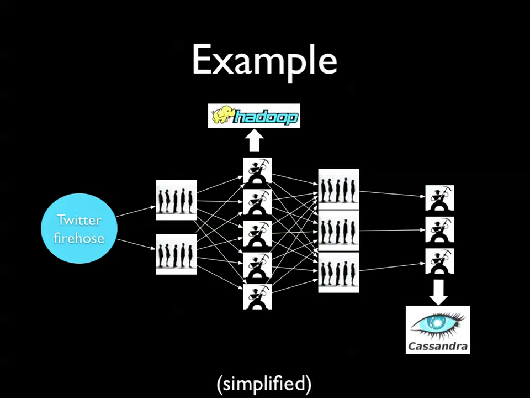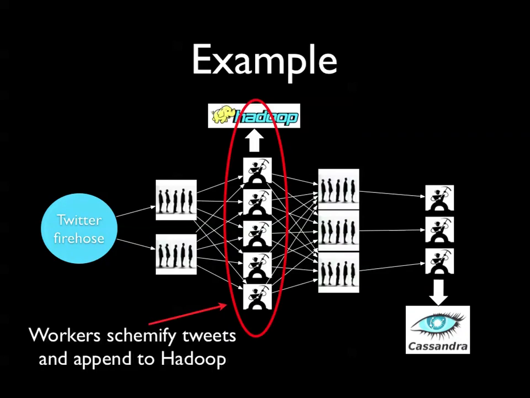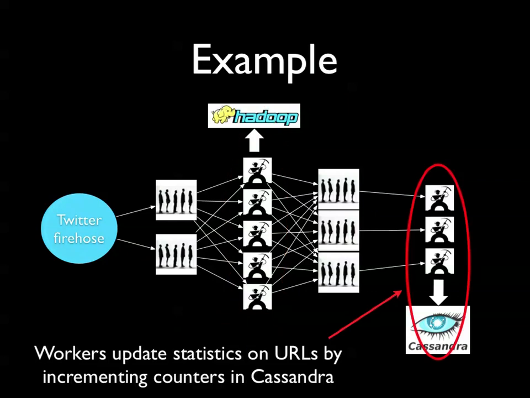Our architecture before Storm looked like this. It was a little bit simplified from what we actually had. We were building an application that did analytics on Twitter data. We had the Twitter firehose, and we would take the Twitter firehose and put it onto a cluster of queues. Then we had a first set of workers that would take each tweet and put it into our schema and append it to Hadoop. And then we had a second set of workers that would look at all the URLs being tweeted and then update various statistics on those URLs by incrementing counters in Cassandra. So we did things like number of tweets per URL over time, or impressions per URL over time, and things like that.